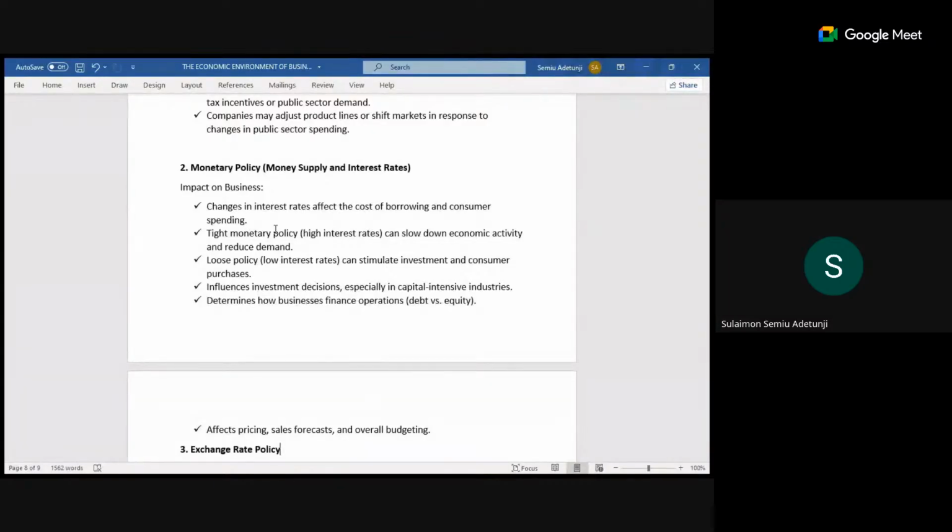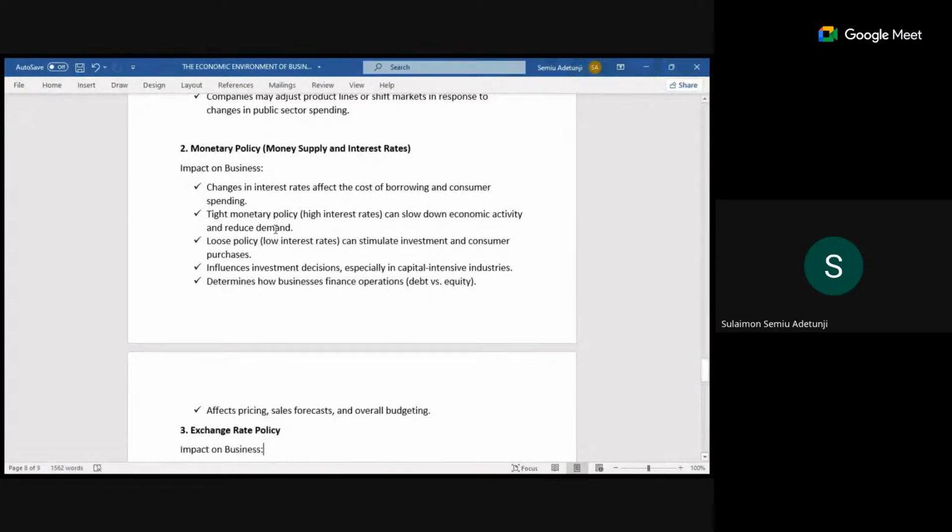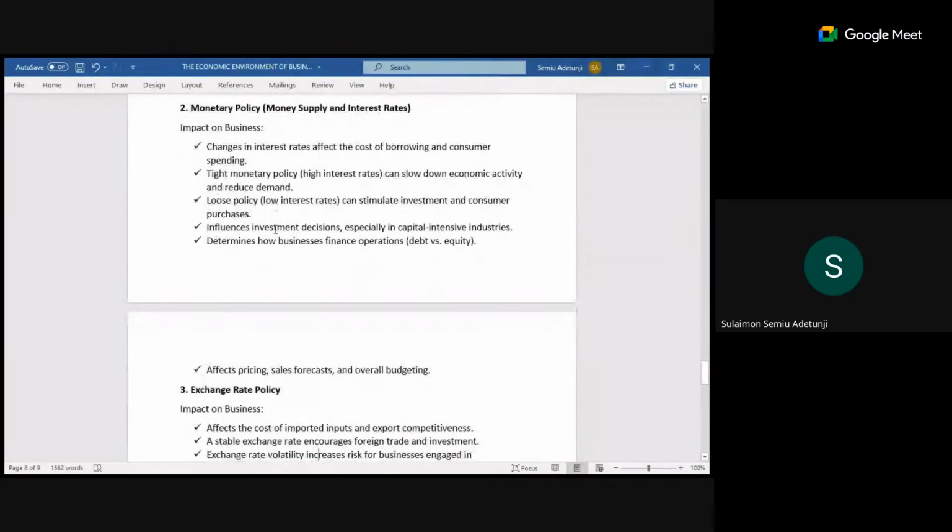Then tight monetary policy. A tight monetary policy is a kind of high interest rates, and this can slow down economic activities and reduce demand. When interest rate is very high, nobody will want to borrow and nobody will want to do business. It influences investment decisions, especially in capital-intensive industries.